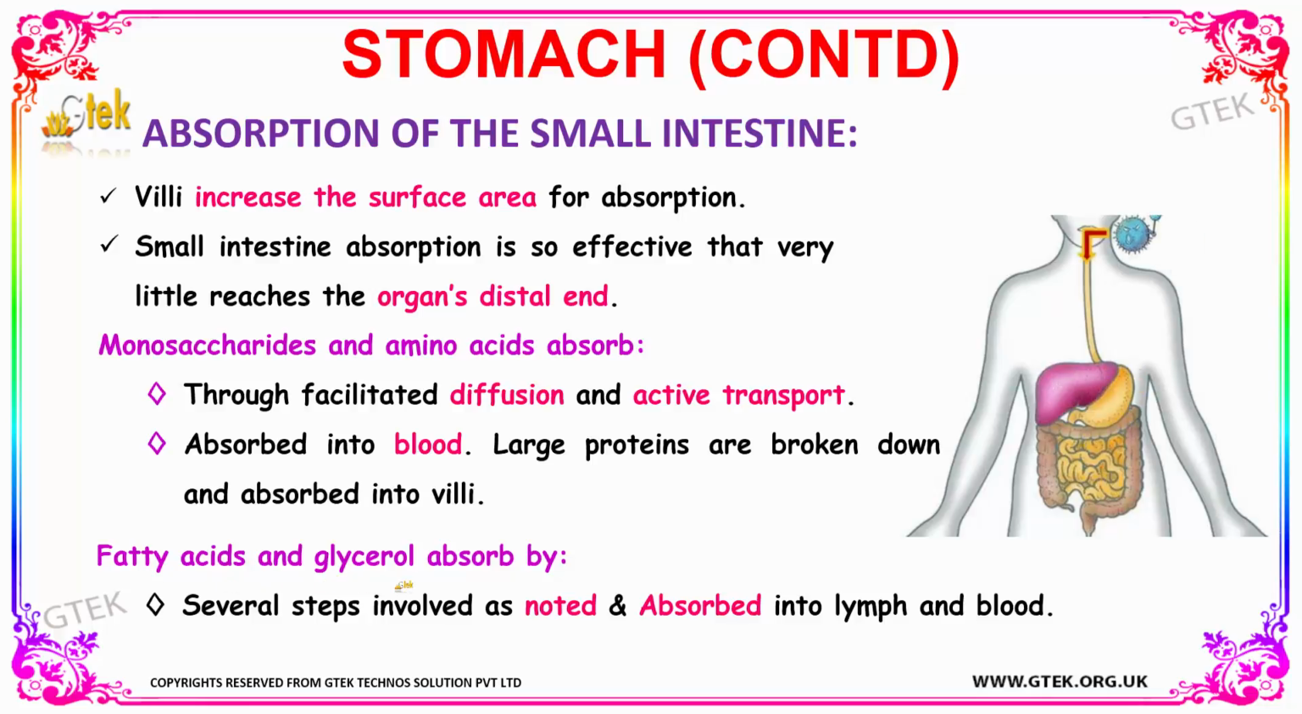Your fatty acids and glycerol are absorbed by several steps involved and absorbed into your lymph and blood. So your fatty acids and glycerol that are present in your food are absorbed into your lymph and then into your blood. So this is how the absorption takes place in your small intestine. Your monosaccharides and amino acids through diffusion enter into your blood and are transported to the various parts of your body.